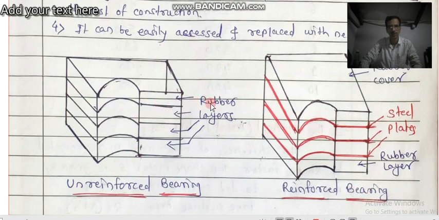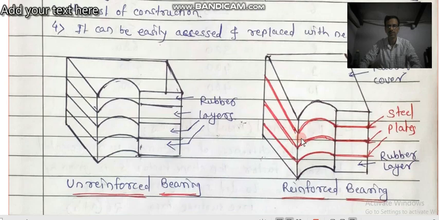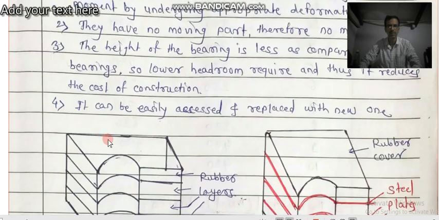In the unreinforced bearing, such rubber plates are connected to each other layer by layer. In the reinforced bearing, you can see these are the rubber plates, and in between two rubber plates there is a steel plate. So this is the reinforced elastomeric bearing, and this is the unreinforced bearing.